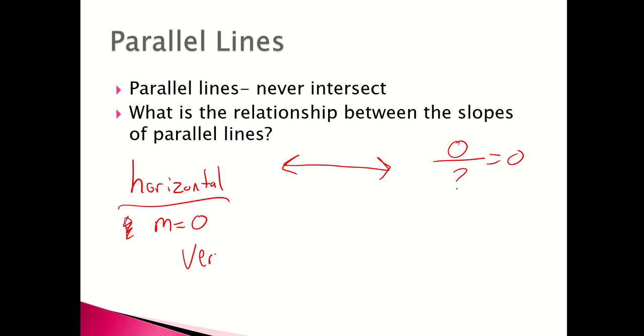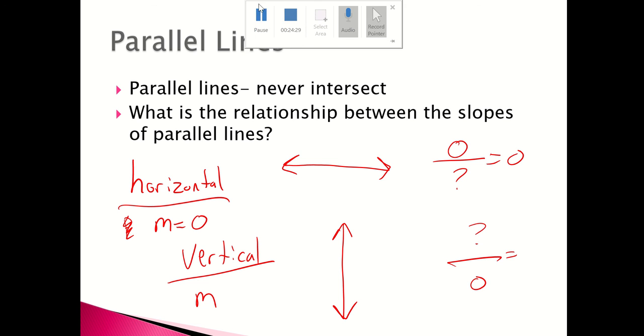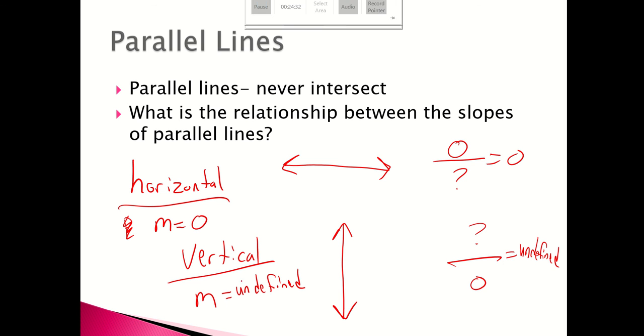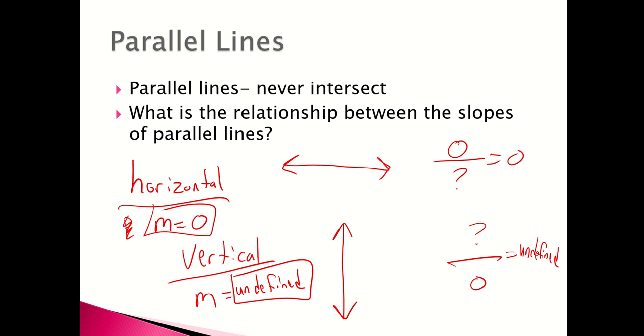Now with vertical lines, it's the opposite. We're going to be dividing by 0, right? So now there's no horizontal change. And when you divide anything by 0, it's going to be undefined. So there you go. When you divide by 0, that is undefined. So if we have a vertical line, its slope is undefined. Horizontal line, its slope is 0. Vertical change is 0, divided by anything is 0. Horizontal change is 0. So anything divided by 0 is undefined.